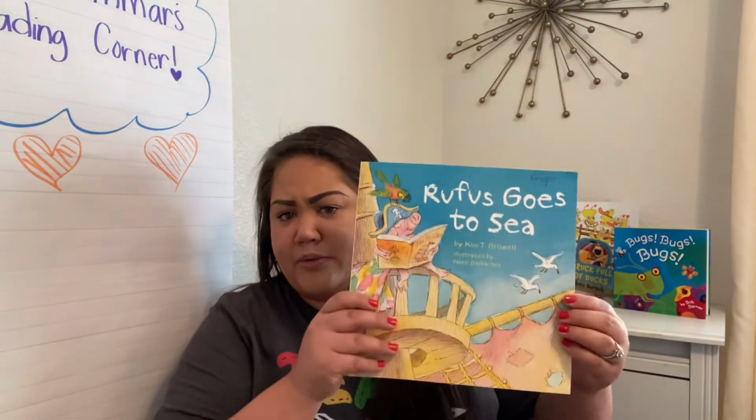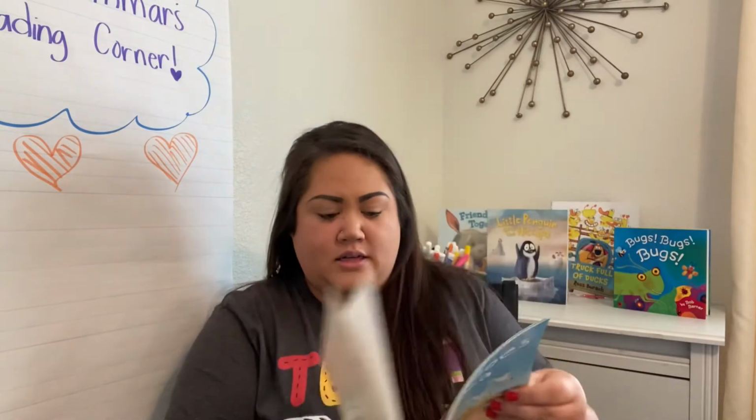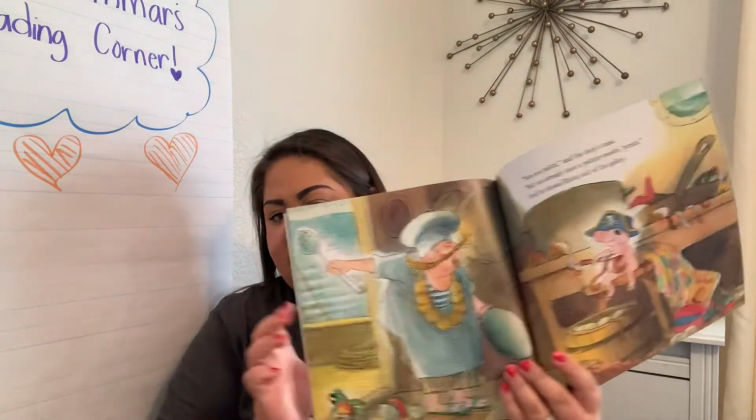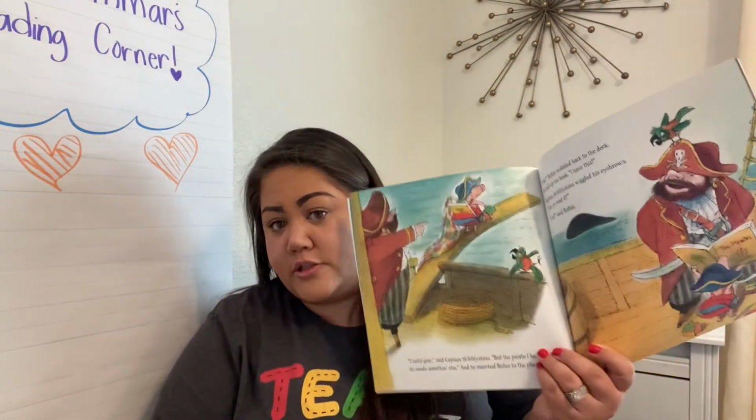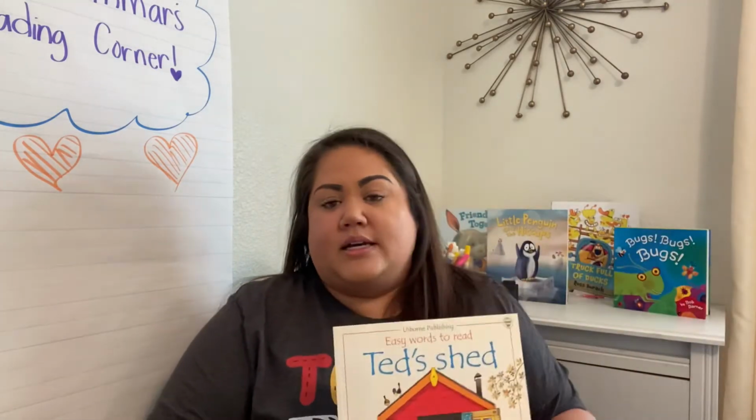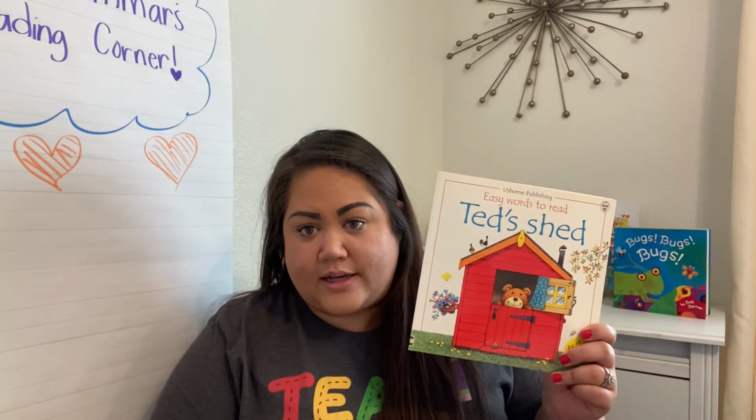A bad example of a book would be a big book like this, where there are a ton of words on the page. This is too high of a level for most kindergarten students. Okay, so that's the first step: trying to find a book that is at your child's level.